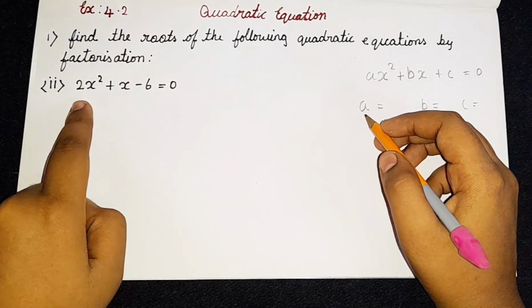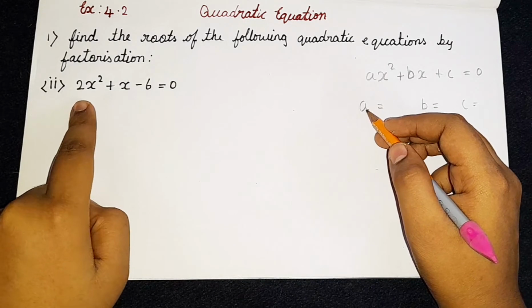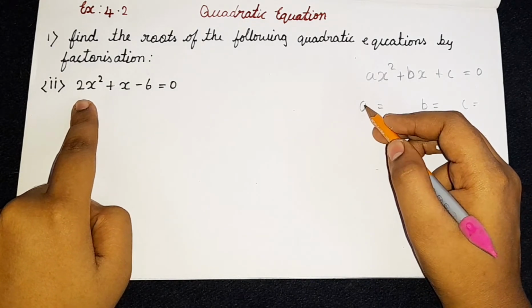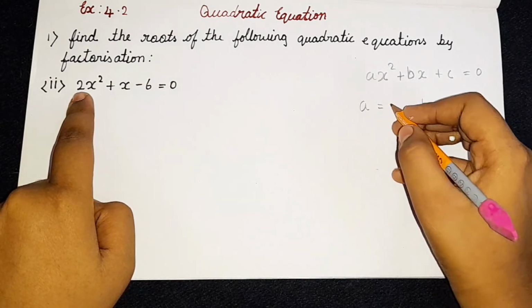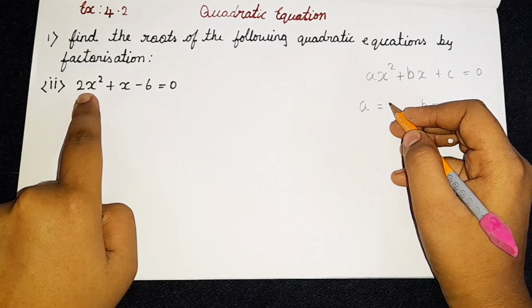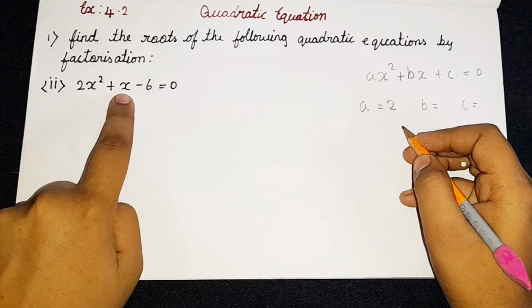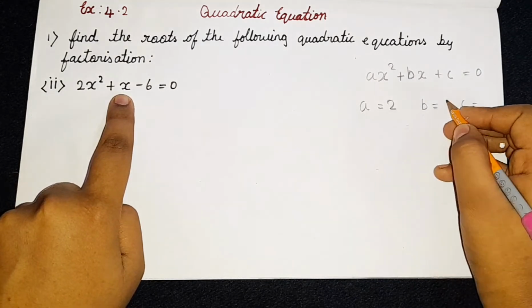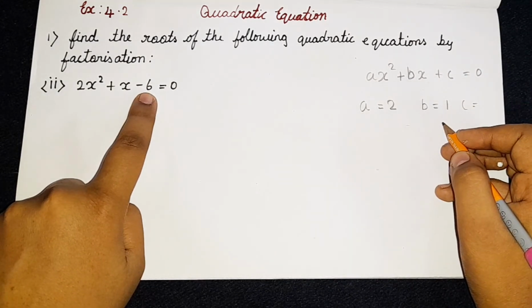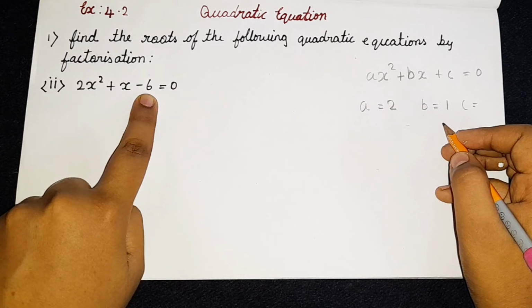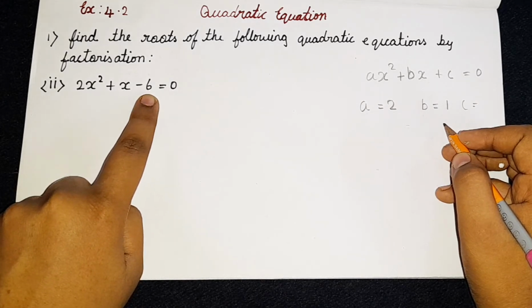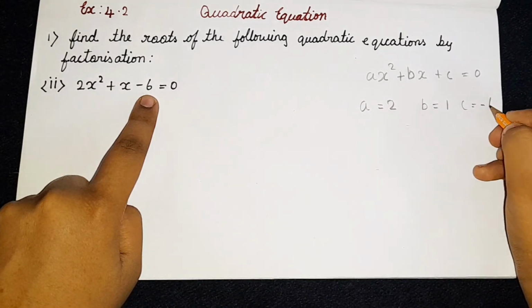So here what is the a value? We are supposed to write only the coefficient. The a value is 2, because for x square the coefficient is 2. We shall write the 2, and for x the coefficient is 1. And then for the last term, the constant term, we shall write the minus 6 as it is.